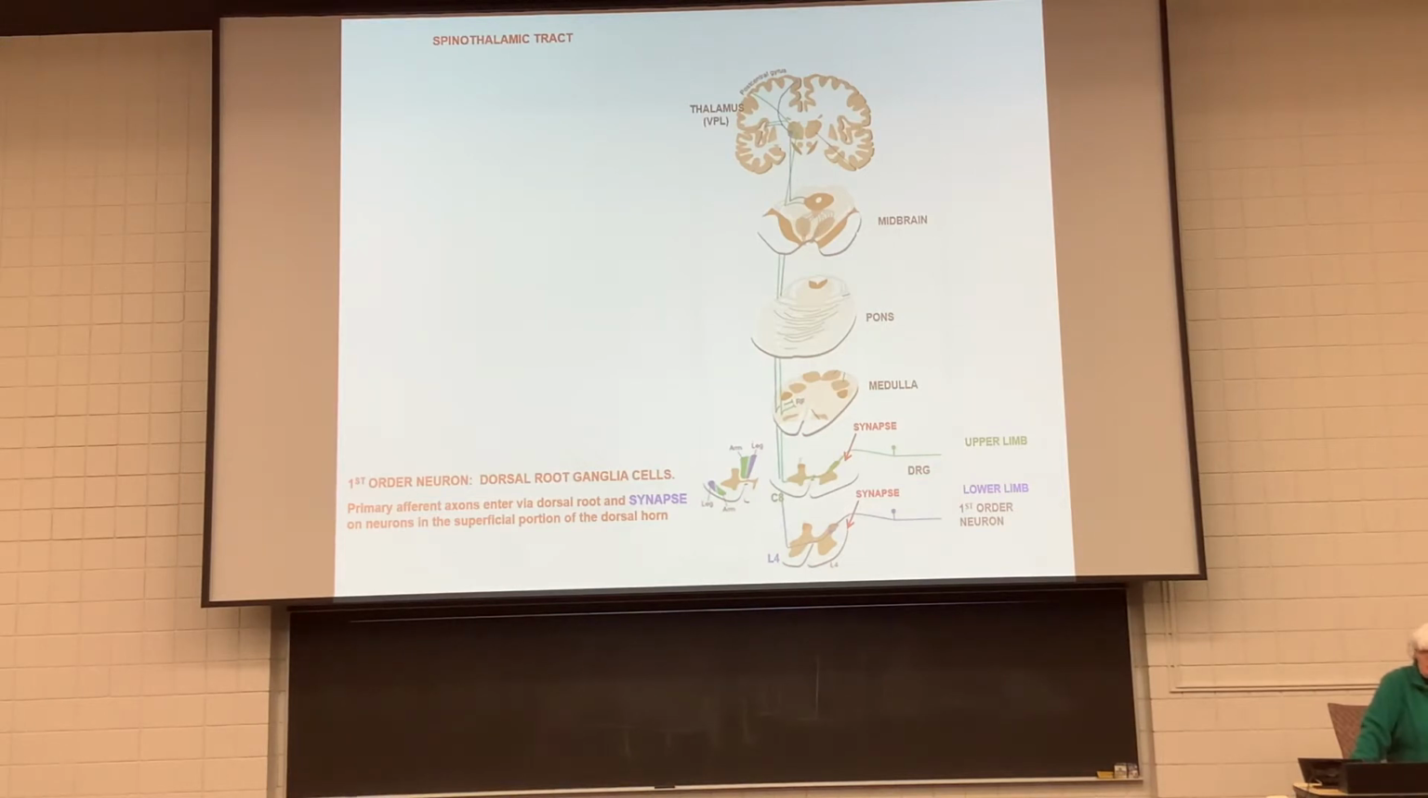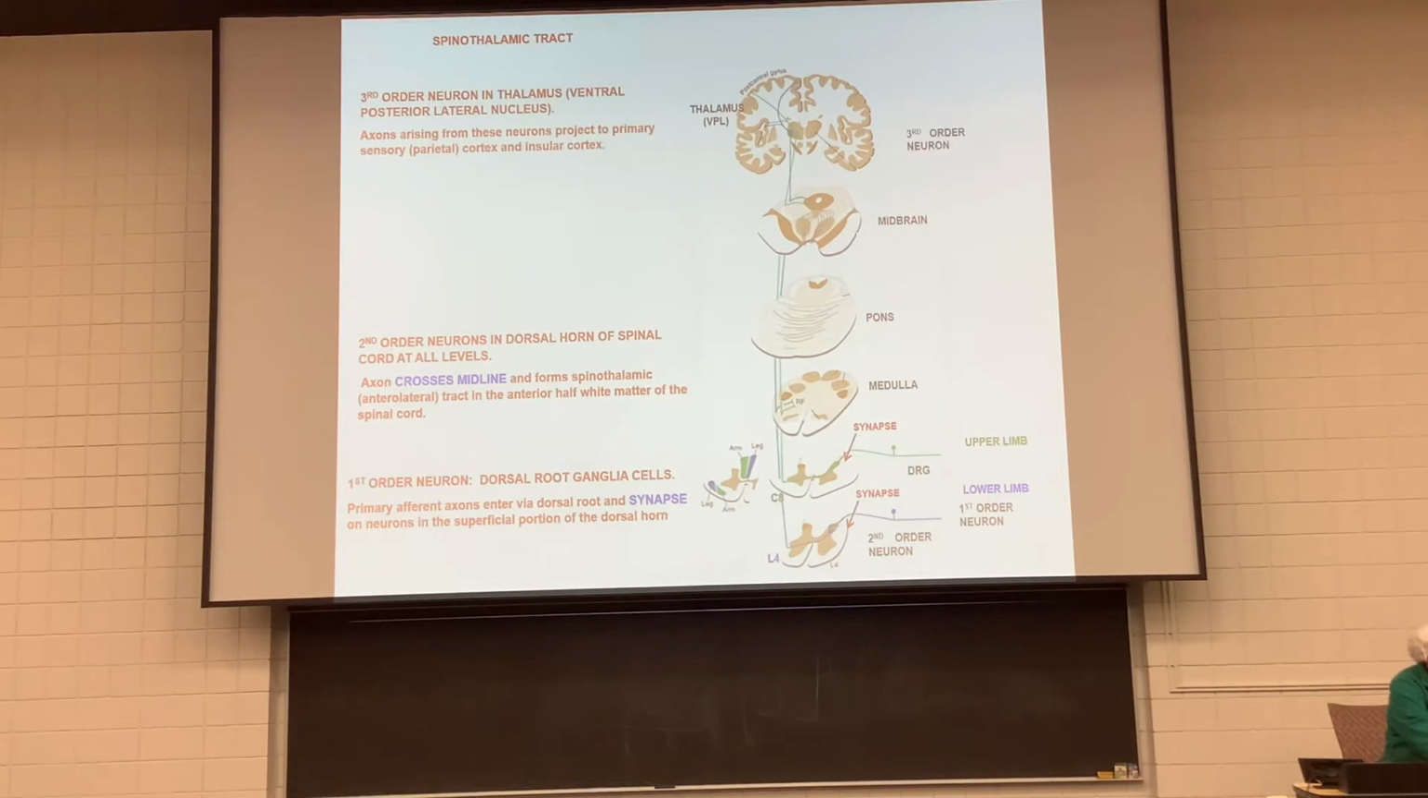So here's the first difference between touch and pain. These afferents synapse within the spinal cord itself. They synapse on a neuron in the dorsal horn. And it is that neuron that crosses the midline right at that level, forming the spinothalamic tract. And then it just goes on up to the thalamus, and from the thalamus on up to, again, our postcentral gyrus. Hopefully that still sounds vaguely familiar to you. Okay?